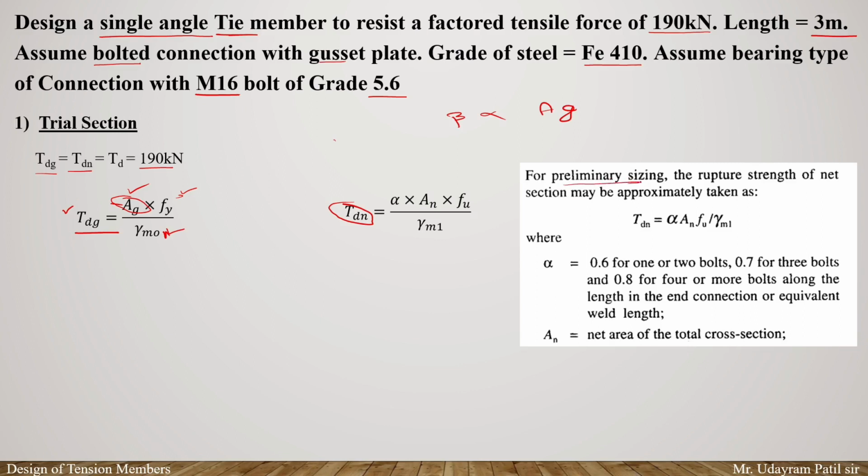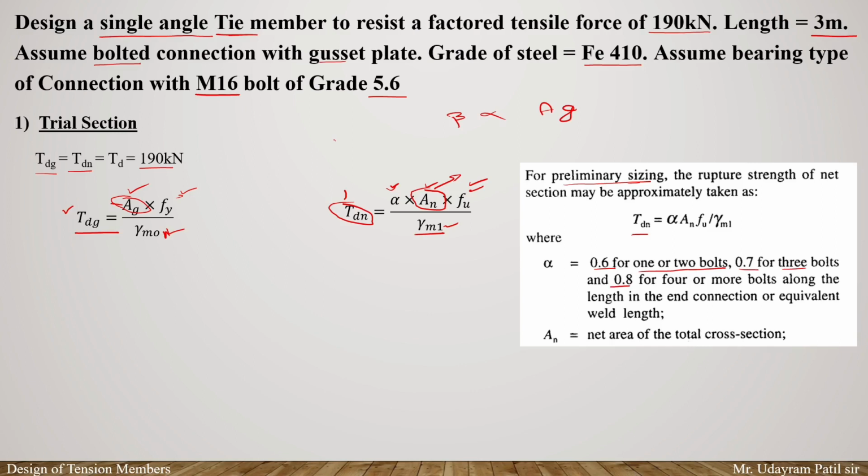To define the size of our particular member, the formula is given where TDN will be equal to alpha multiplied by AN multiplied by Fu divided by gamma m1. Again here the Fu is known to us, gamma m1 is known to us, TDN is known to us. From that we can easily calculate the value of the AN. Here the value of the alpha will depend upon the number of bolts in our connection. If the particular member has 1 to 2 bolts, the value of the alpha will be 0.6. If it is 3 bolts, it will be 0.7, and if it is 4 or more bolts, it will be 0.8. Also in case of the weld connection, the alpha value will be 0.8.